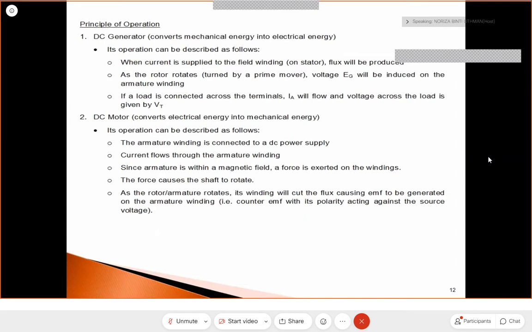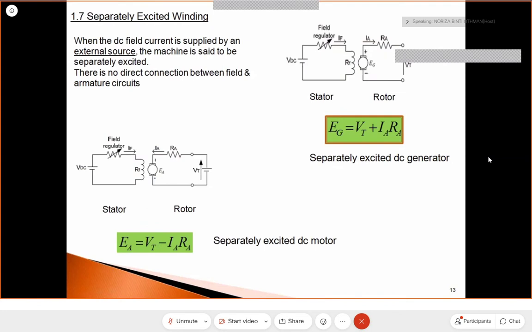Principle of operation. DC generator, this is between DC generator and DC motor. In a DC generator, when current is applied to the field winding on the stator, flux will be produced. As the rotor rotates, the voltage EG will be induced on the armature winding. E is EMF, and G is for generator. If the load is connected across the terminals, IA will flow, and the voltage across the load is given by VT.